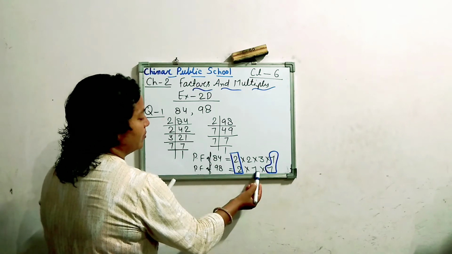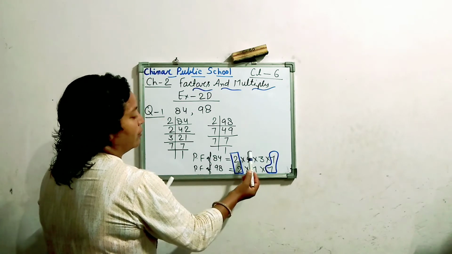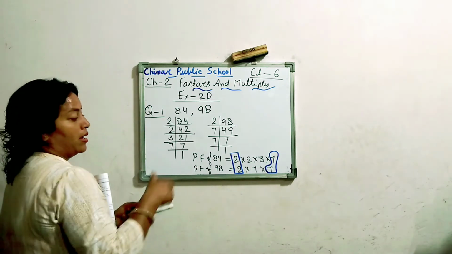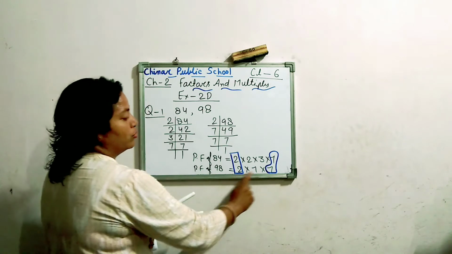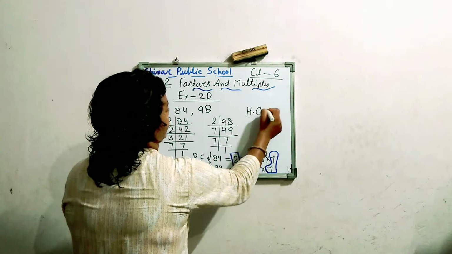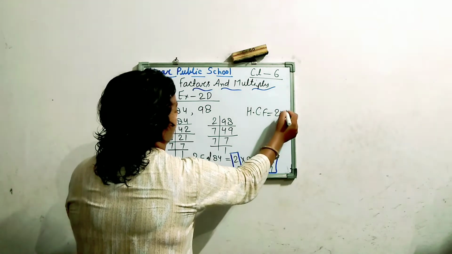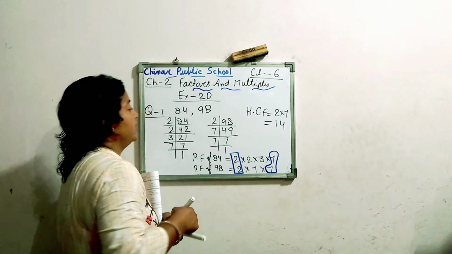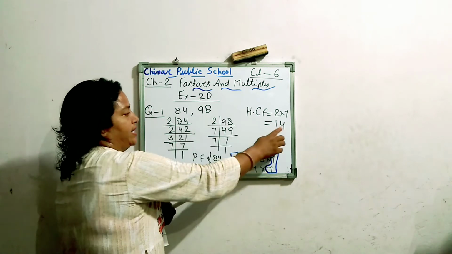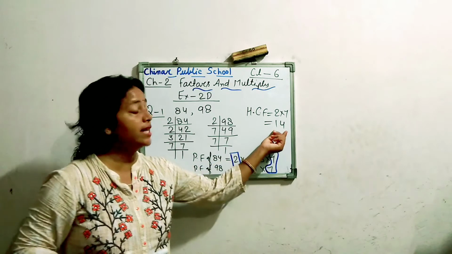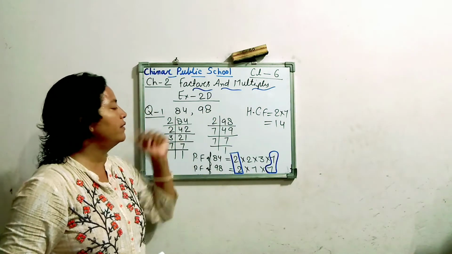98 has this 7 but 84 doesn't have it. 84 has 2 and 3 but 98 doesn't have them. So what is the common factor? 2 multiplied by 7. So my dear students, HCF will be 2 multiplied by 7, which is 14. So the HCF of 84 and 98 is 14. What is the answer? 14 is the HCF of these given numbers.